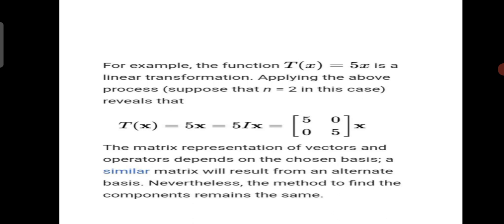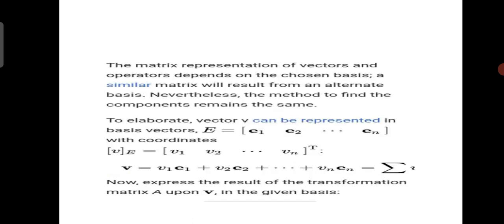The matrix representation of vectors and operators depends on the choice of basis. A similar matrix will result from an alternative basis. Nevertheless, the method to find the components remains the same.